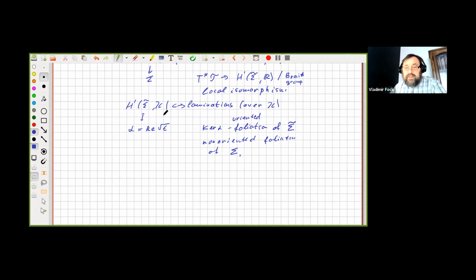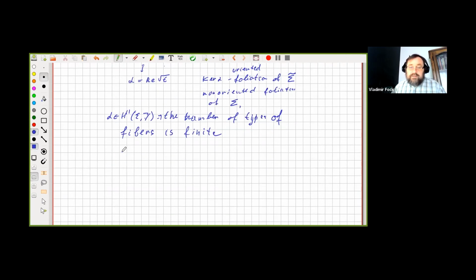And the fact that alpha is in H1 of sigma with values in integers implies that the number of topological types of fibers is finite. And therefore you can, well, I'll better draw the picture.